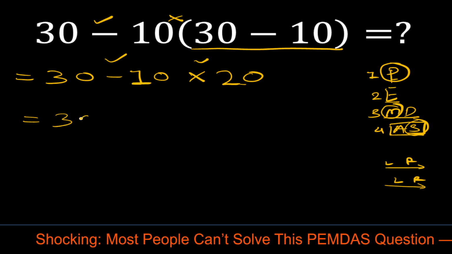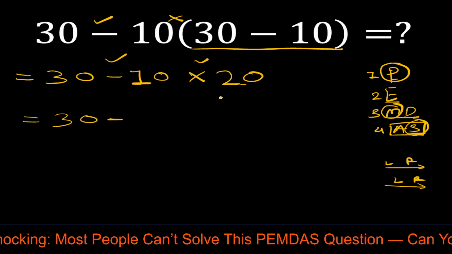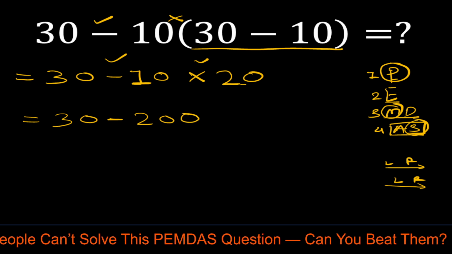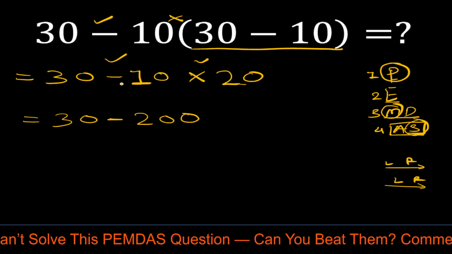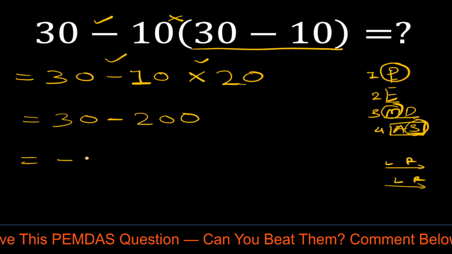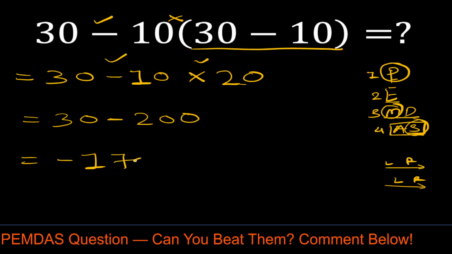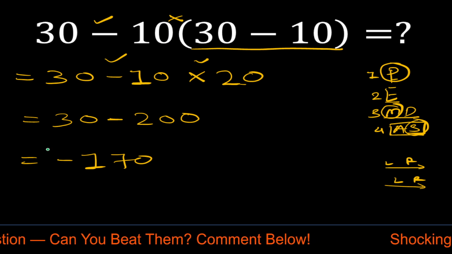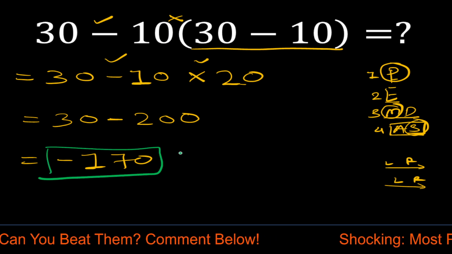So is equal to 30 minus, now 10 multiply 20 is equal to 200. Right? So 30 minus 200 is equal to minus 170. So the correct answer is minus 170, right?